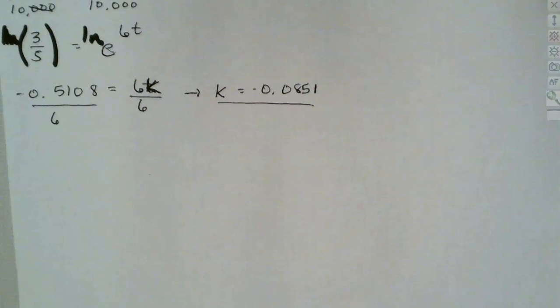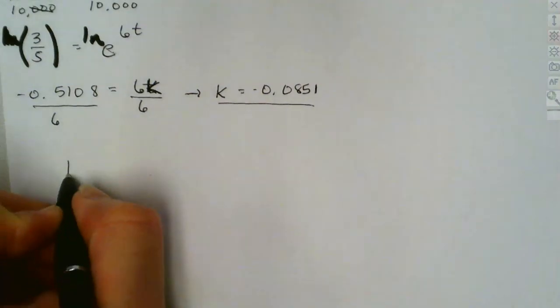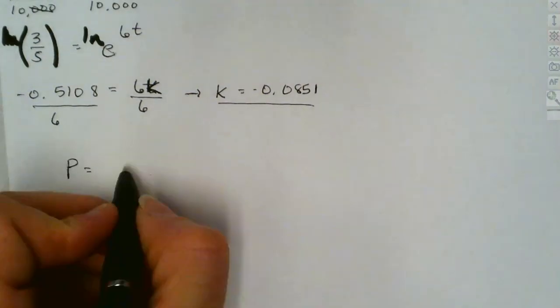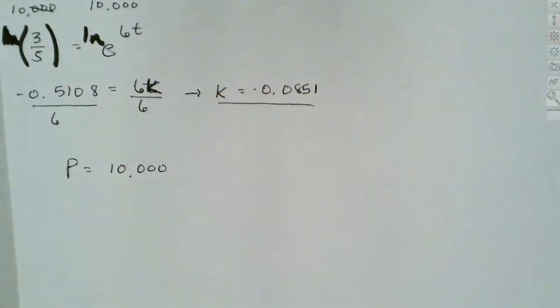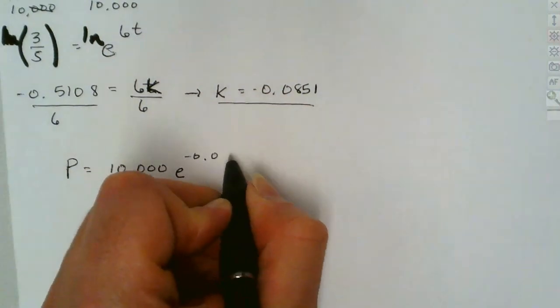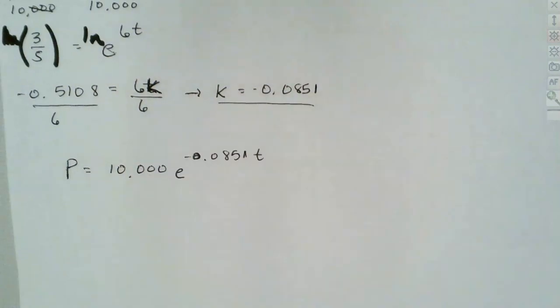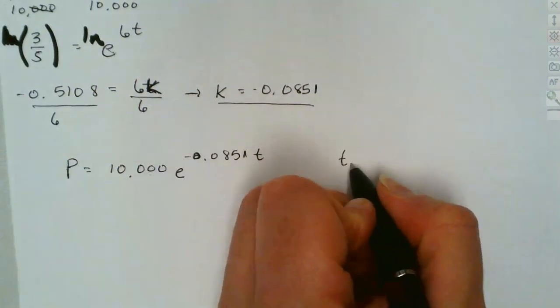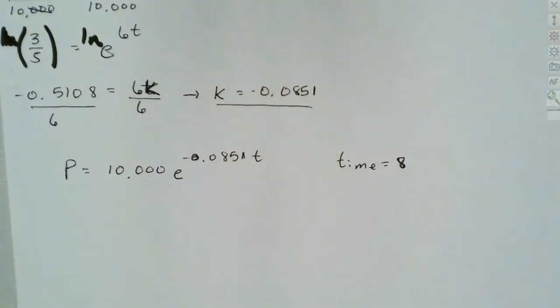Now, we want to figure out how many bacteria would be left in 8 hours. So now we're going to readjust it. So here's our formula. P equals, now the initial condition stays the same. We still have 10,000 bacteria at the beginning. And then we have e to the minus 0.0851 t. And now we want our time to be 8 hours. So how many bacteria would we have left in 8 hours?